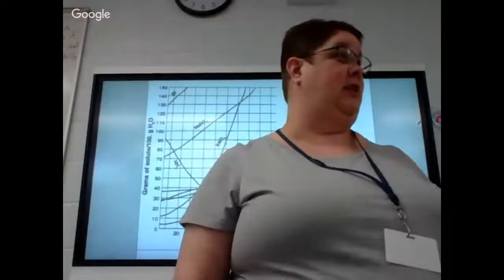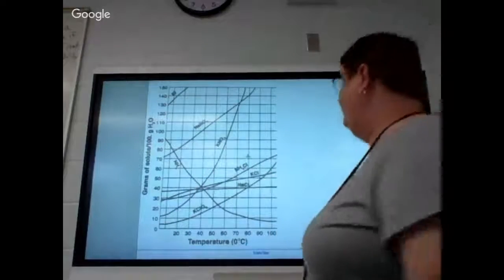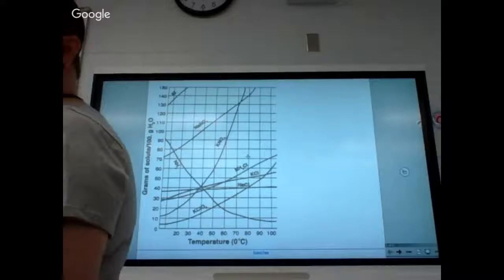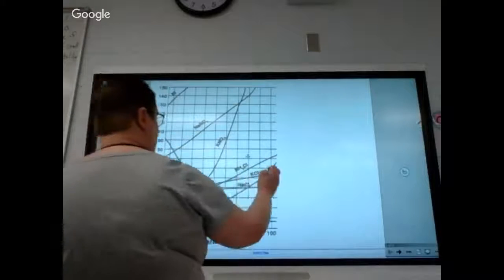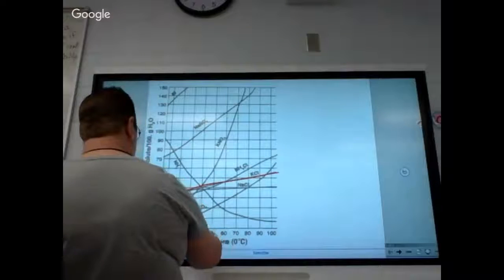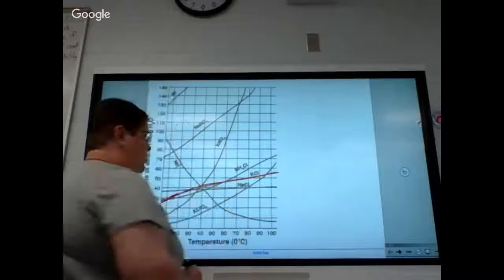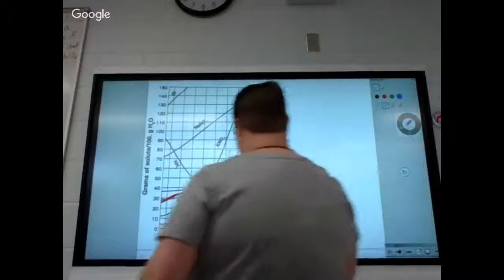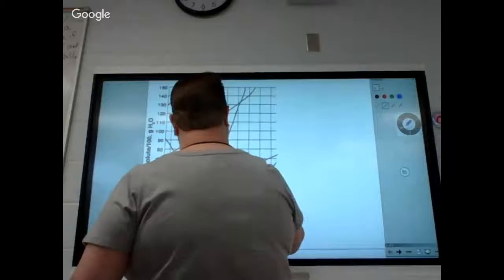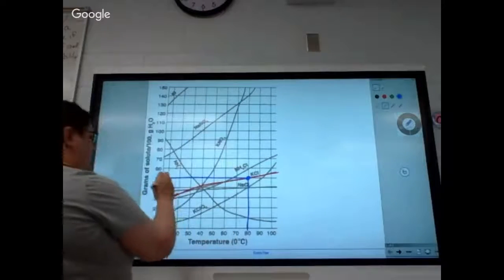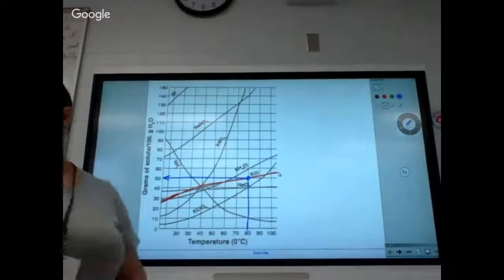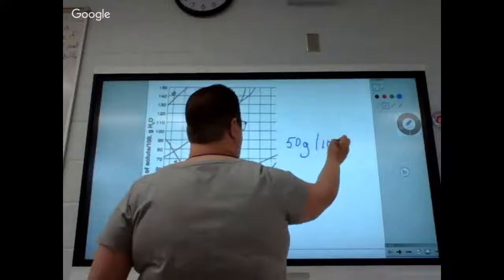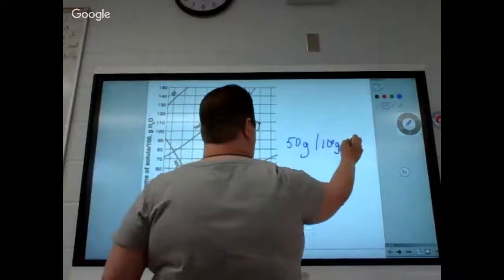KCl. All right, so it says potassium chloride. So potassium chloride would be this line right here. What temperature does it give you, Jackie? 80? All right, so go from 80 up to the line for KCl and read over, which gives you the solubility. What's the solubility? 50 what? Per 100 grams of water.